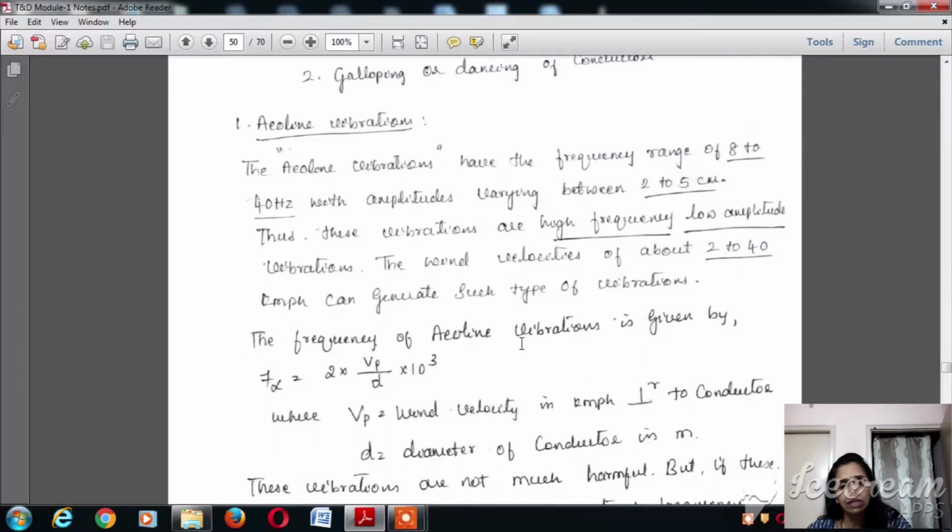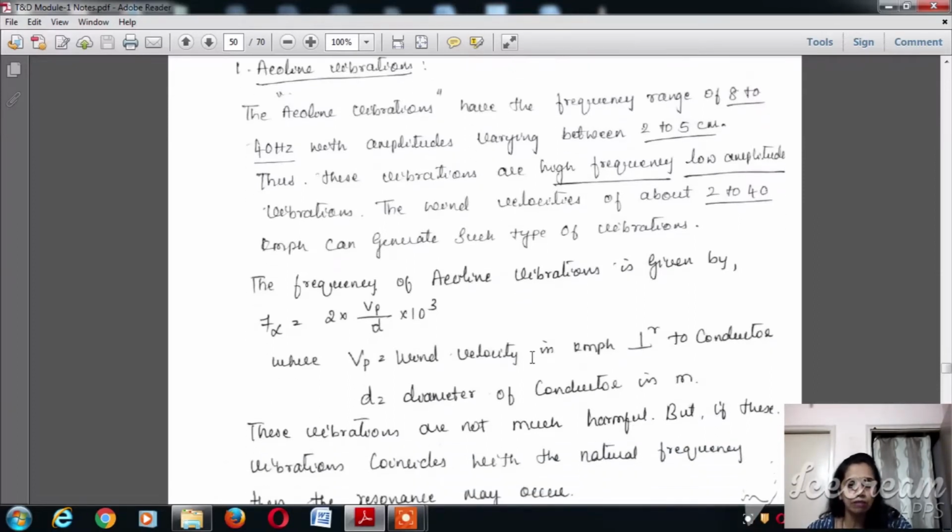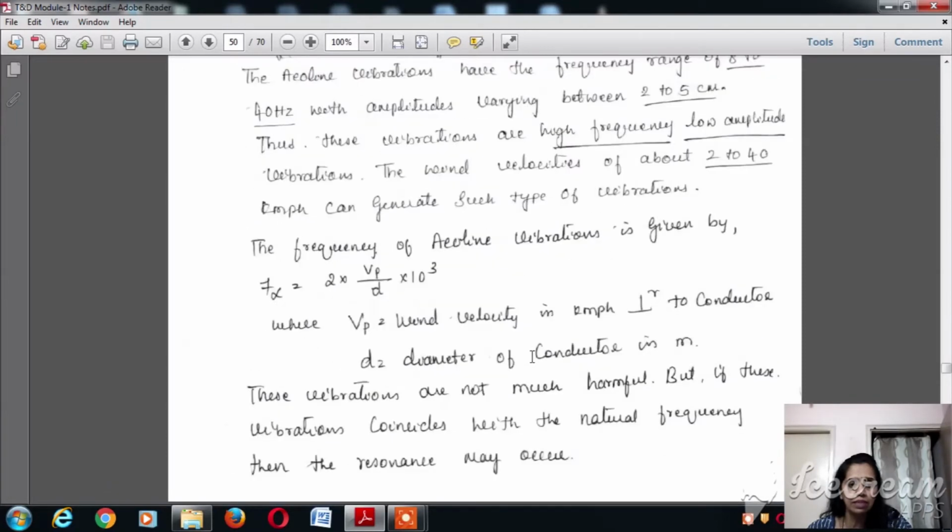Wind velocities can generate the airline vibrations, and the frequency of the airline vibrations is given by f = 2 Vp / (D x 10^3). Vp is the wind velocity in kilometer per hour, perpendicular to the conductor. D is the diameter of the conductor in meter.